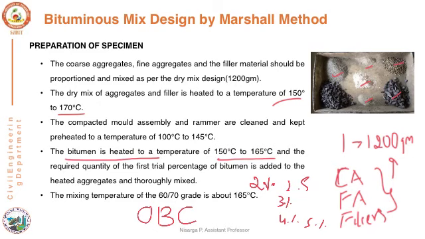Both the heated aggregate and the bitumen are mixed together at a temperature of about 165 degrees, and then it will be filled into the mold. While compacting, you have to ensure that the temperature of the compacting specimen should be around 100 to 145 degrees centigrade. After the mixing is done, transfer the bituminous mixed material into the mold, place the collar and apply 75 blows on either side of the bituminous sample and compact the mix.